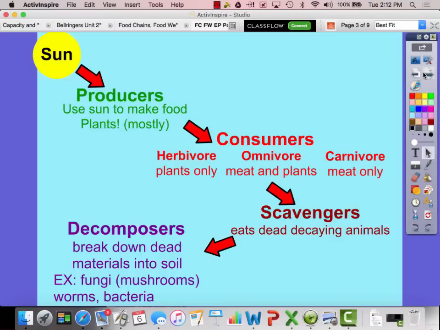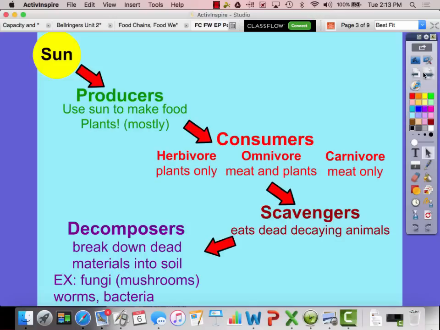Now, the arrow, focus on the arrows here. The arrows are showing the flow of energy. So it's going from the sun into the producers. So that red arrow is standing for energy is going in this direction. So the producers, once they get eaten by consumers, the energy flows into consumers.